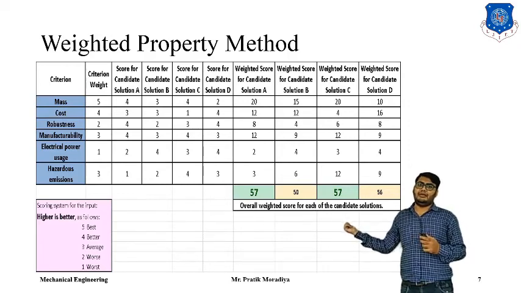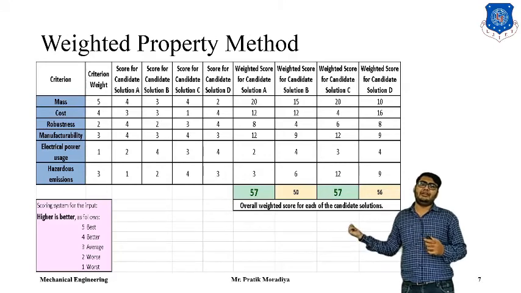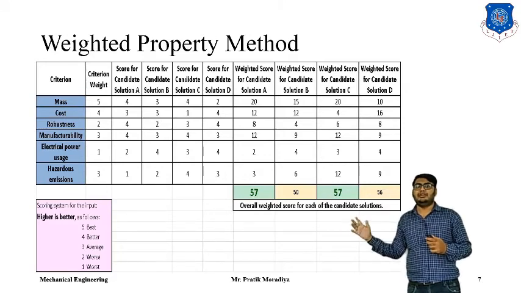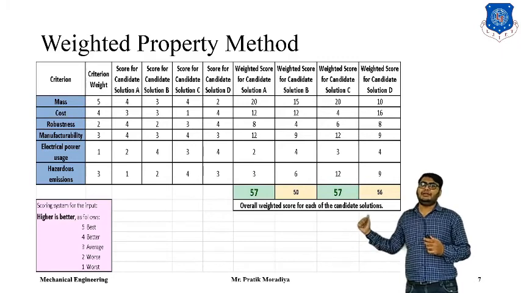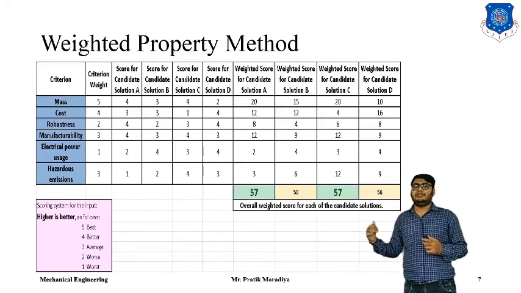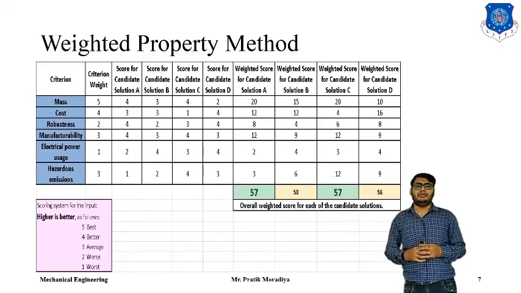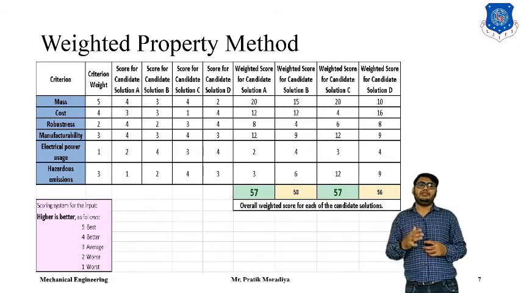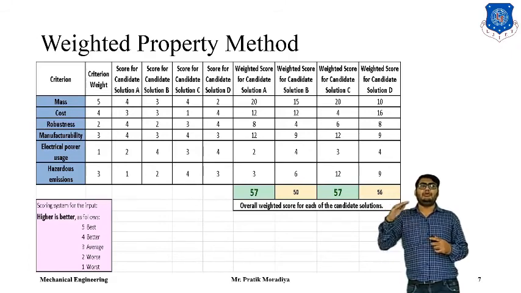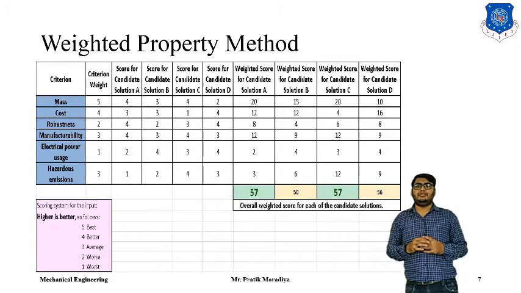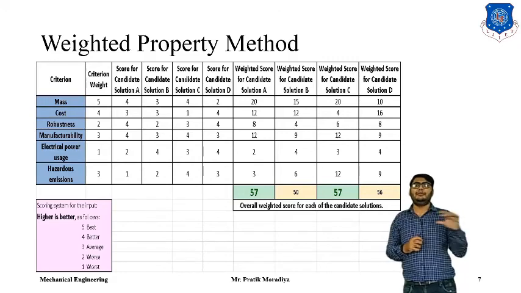So, in the cross criteria, candidate A has a score of 3. That means candidate A is average in terms of cost. So we multiply both of these, 4 multiplied by 3, and we have a number 12. So that's how we calculate all of this. And after giving these weights, we sum up those numbers, and the summations will be compared, and the material with the highest number will be selected.